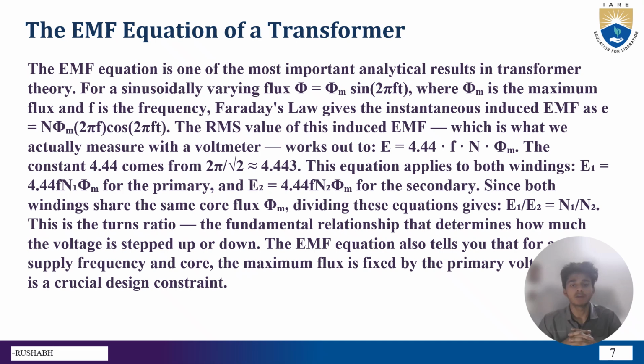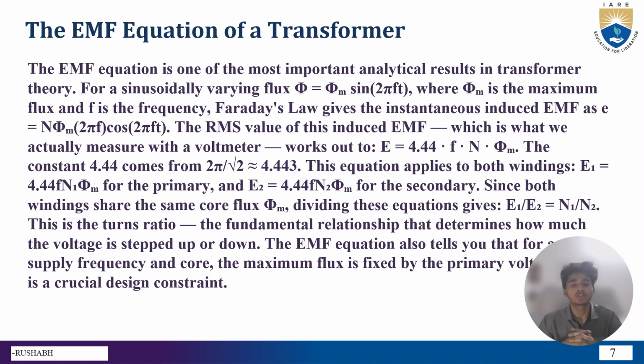The RMS value of this induced EMF, which is what we actually measure with a voltmeter, works out to be E is equal to 4.44 times f times N times phi m. The constant 4.44 comes from 2 pi by root 2, which is equivalent to 4.443. This equation applies to both windings. E1 is equal to 4.44 f N1 phi m for the primary, and E2 is equal to 4.44 f N2 phi m for the secondary.